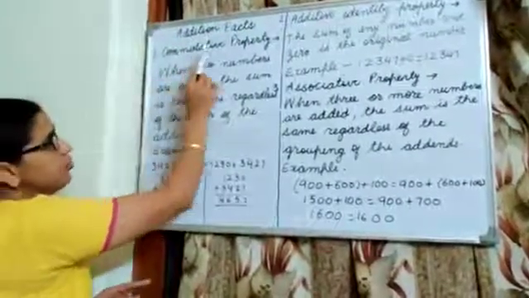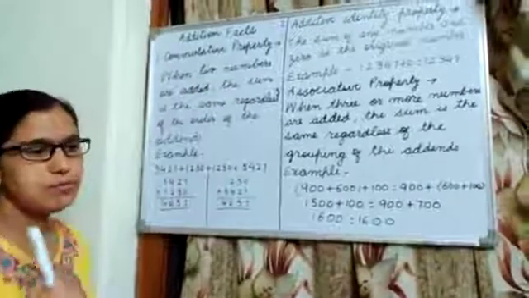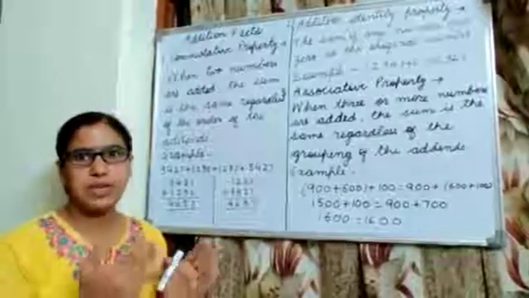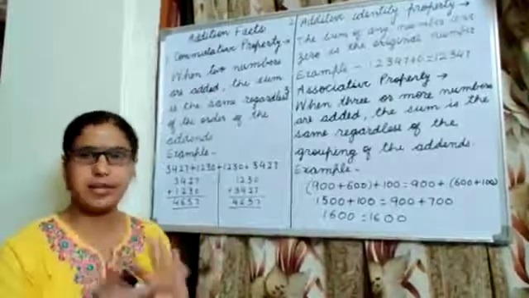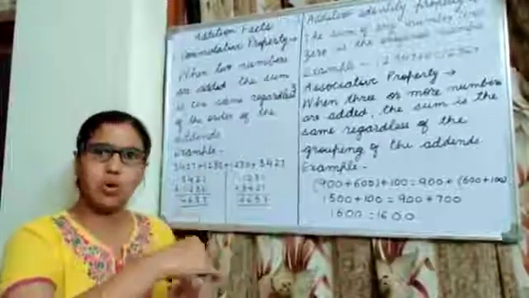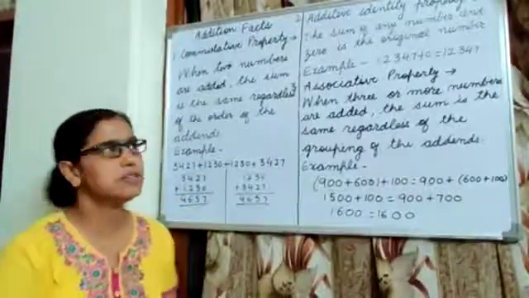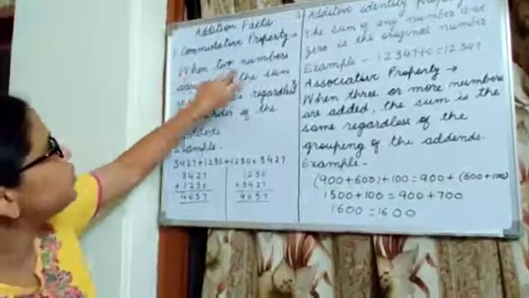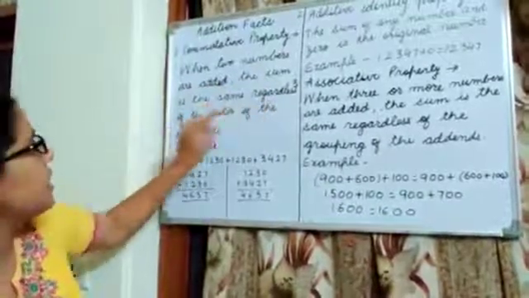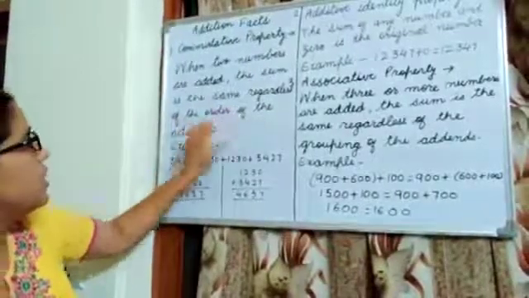First fact, commutative property. What is the meaning of commutative property? Commutative property means we can add the numbers in any order, first number plus second number, or second number plus first number, as I have written. When two numbers are added, the sum is the same regardless of the order of the addends.